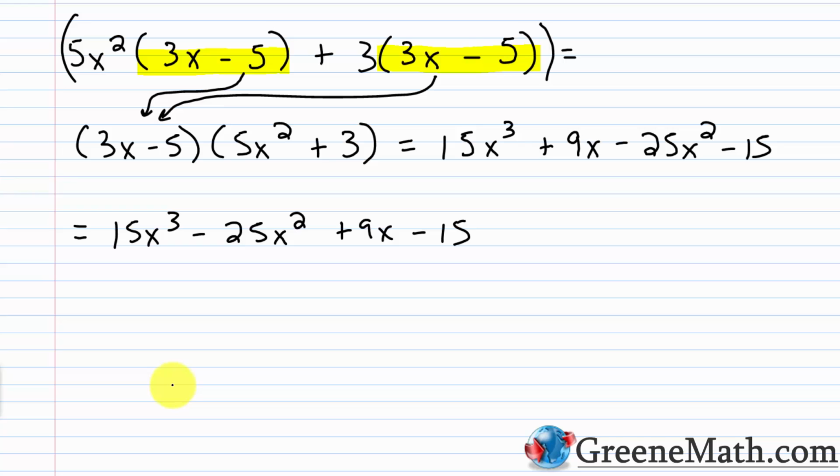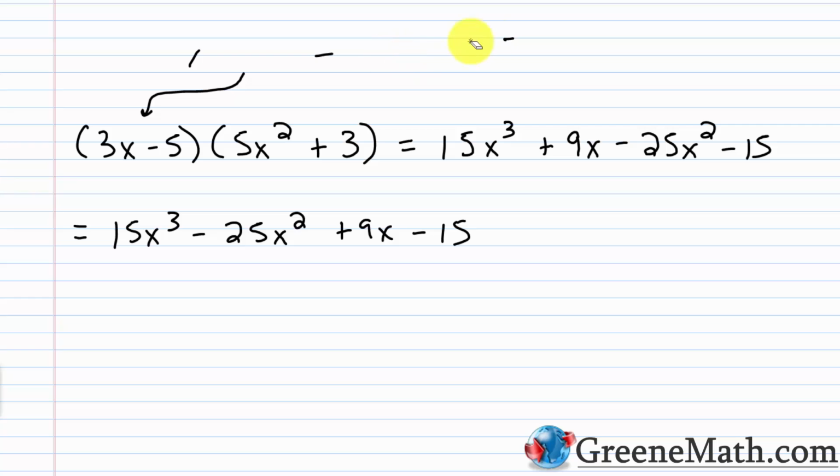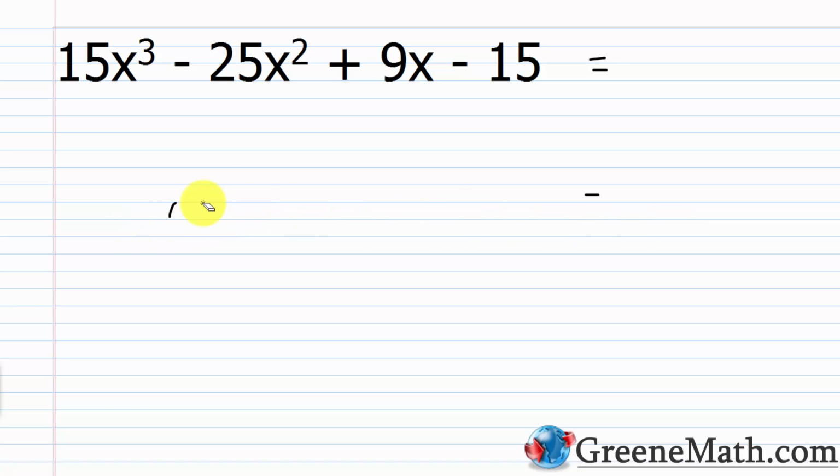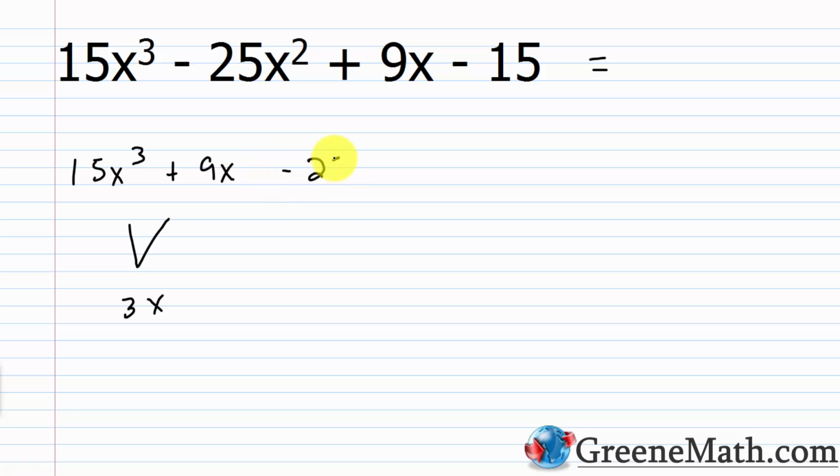Now let me erase this real quick, and I want to show you that this would also work with a different grouping. So let's say you decided to reorder the terms, and you said that you wanted to look at, I don't know, 15x cubed plus 9x. Let's say that's a group, because you can see that there's a 3x that's common, right? There's a 3x that's common. And then you have another group that's negative 25x squared and minus 15.